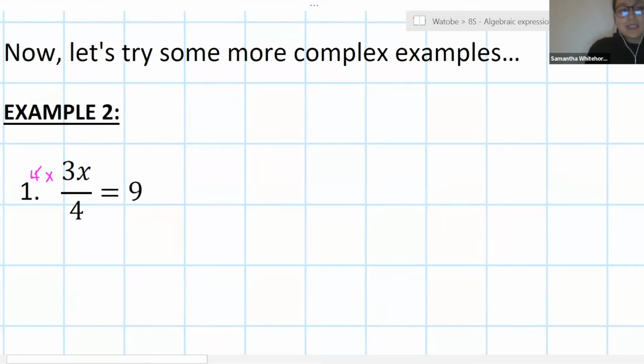What that does is it essentially cancels away my denominator. But what I need to remember is to do that times 4 on the right-hand side as well, because remember, this is an equation. What I do on one side, I need to do on the other side. I need to keep my equation balanced. So now what I have is no fraction on the left, which is great. I've just got 3x, and then I've got 9 times 4.